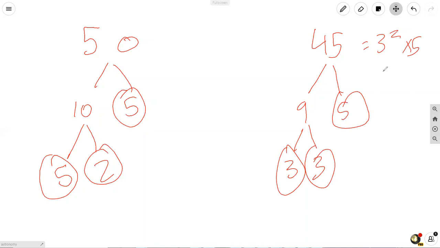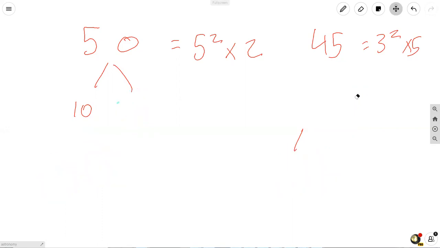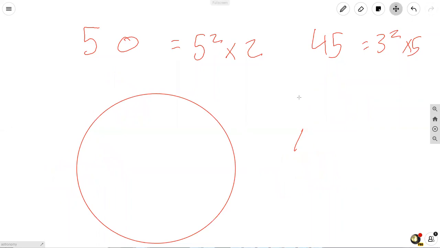Does everyone get it? And the number 50, I got 5 squared because I got 2 lots of 5s, and I got the number 2. Now I'm going to rub out these numbers over here, and I'm going to draw 2 neat circles. Well, the computer will do it for me. Are you ready? 1 neat circle. The other neat circle.